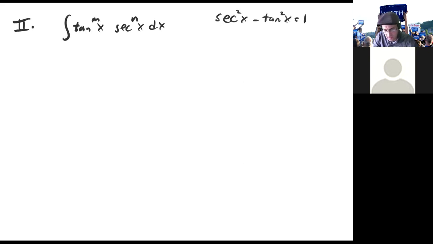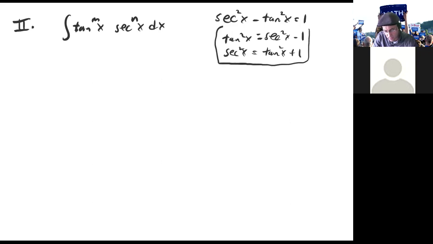This allows us to write, for example, tangent squared x is equal to secant squared x minus 1, and likewise it allows us to write secant squared x as tangent squared x plus 1. So these are the forms of the identity we want to use. Okay, so there are, as before, several cases to consider. This is a harder set of integrals to do in general. As you'll see, there are more cases to consider.